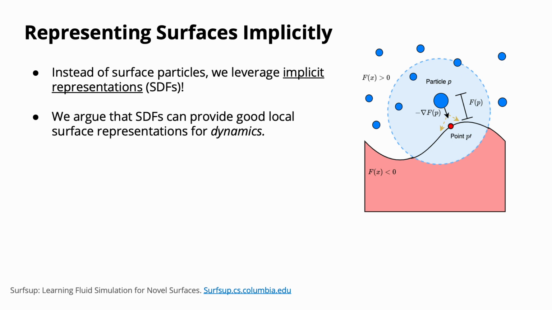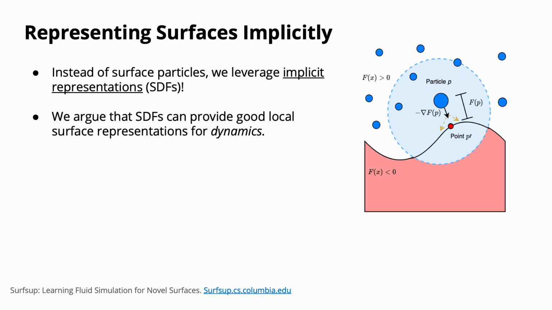If we look at the figure on the right, we see that as a fluid particle approaches the surface, really only the local region of the surface close to the fluid particle is relevant for dynamics, and we argue that SDFs provide a good local representation of surface geometry. This is for a few reasons. One is that SDFs have infinite resolution, so they can be queried at any point in 3D space. Secondly, they provide rich geometric information. The value of the SDF provides the distance to the closest point on the surface. The gradient of the SDF provides the direction to that closest point.